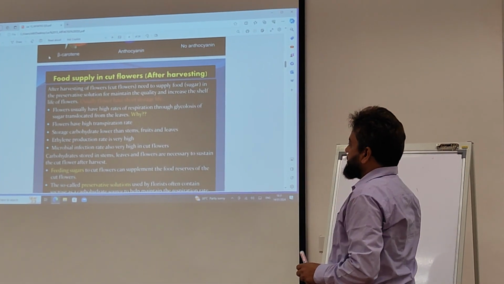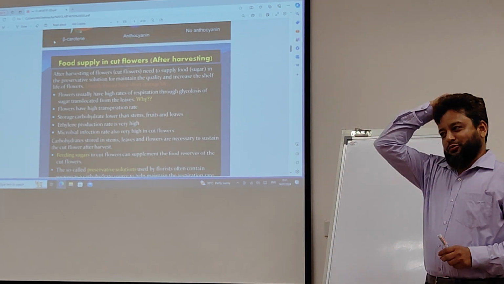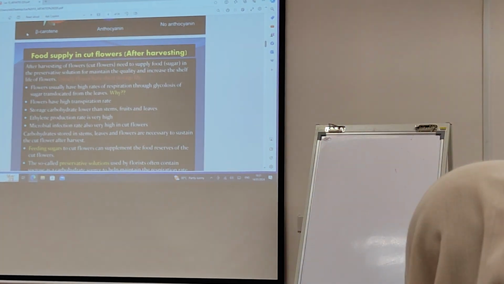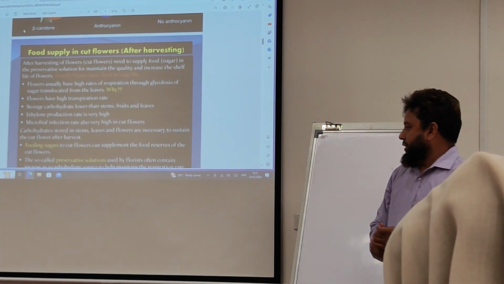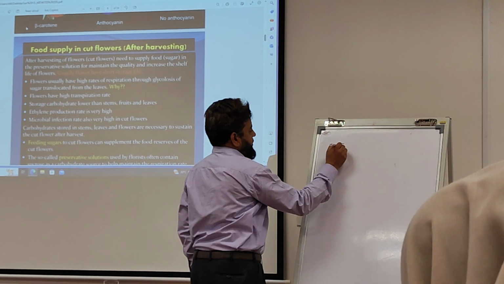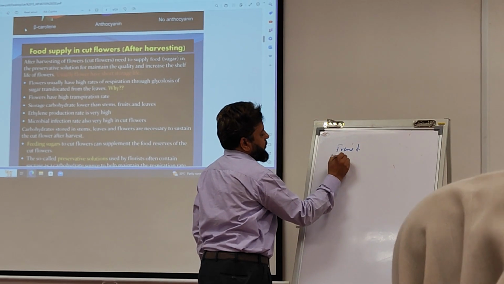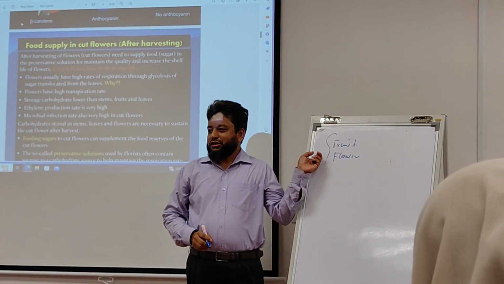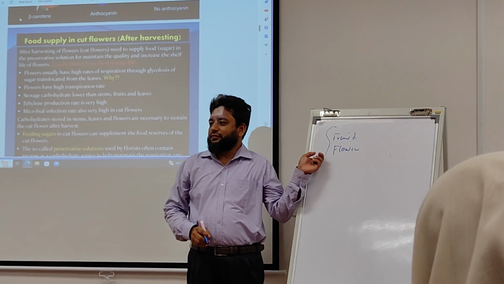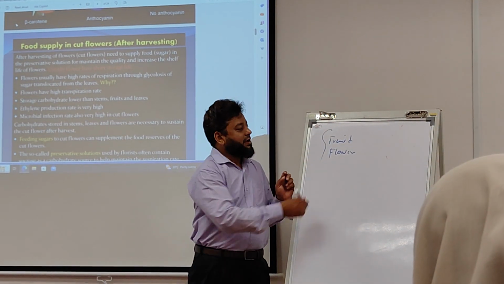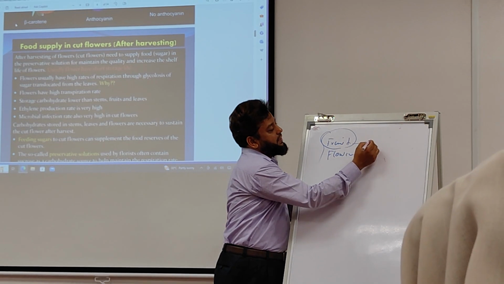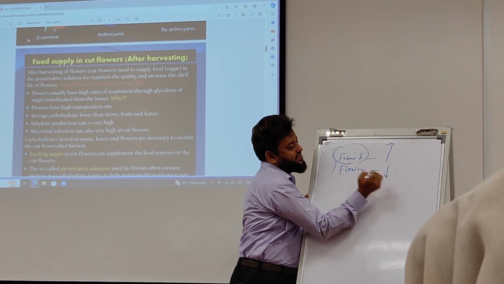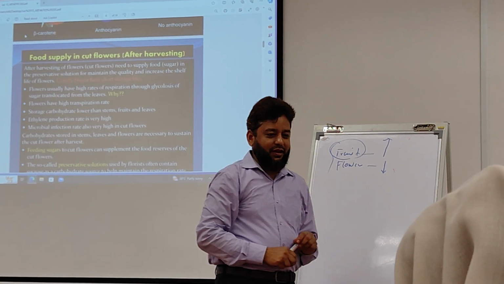Maybe you can find one question that looks like this. Take the answer. Maybe you can write here the fruit and also the flower. Can you tell me whether the storage life is high in the case of fruit or in the case of flower? Fruit. Why? Can you tell me why in the case of fruit the storage life is high and in the case of flower the storage life is less?